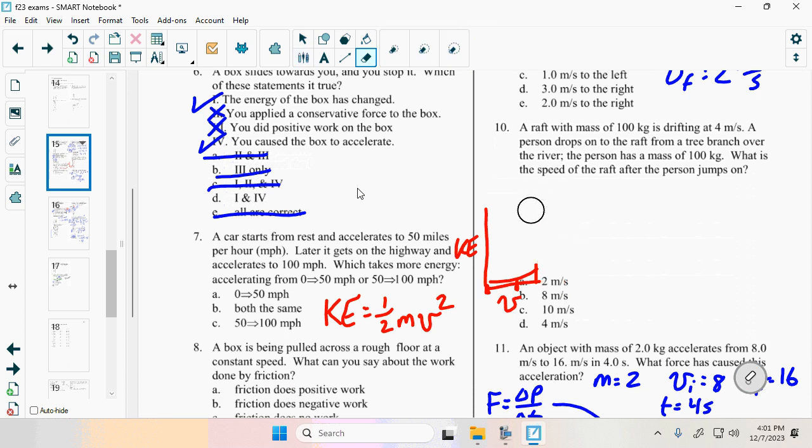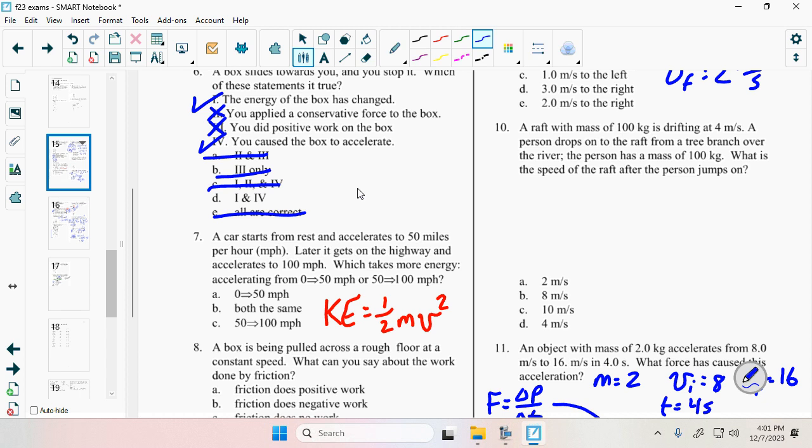This is a conservation of momentum problem. It's similar to what we've seen before. We have two objects moving and ask what is the final velocity of them. But in this case, the initial situation is that I just have this raft that has a mass of 100 kilograms. It's drifting at 4 meters per second.